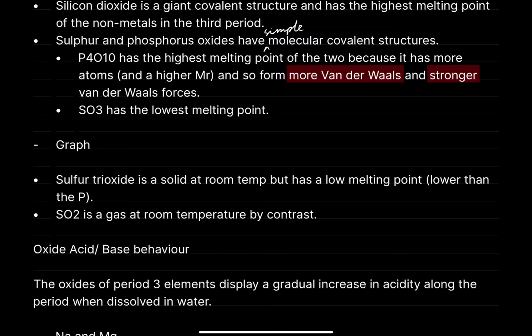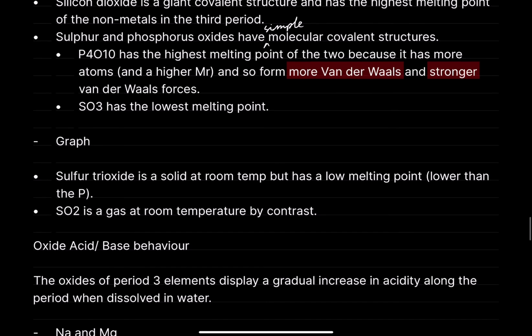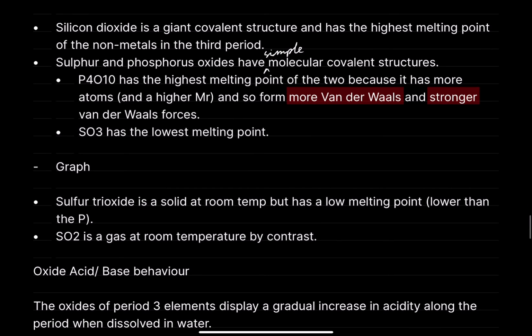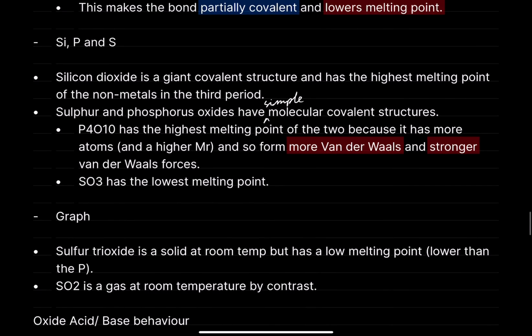So sulfur trioxide is a solid at room temperature, but it also has a very low melting point, and it's lower than phosphorus for the reason I just explained. So sulfur trioxide is the next one, and it is a solid at room temperature, but it has a very low melting point. So at room temperature you can find it as a solid, but it's very easy for it to start melting because it has a low melting point, and that's for the reasons that I just said.